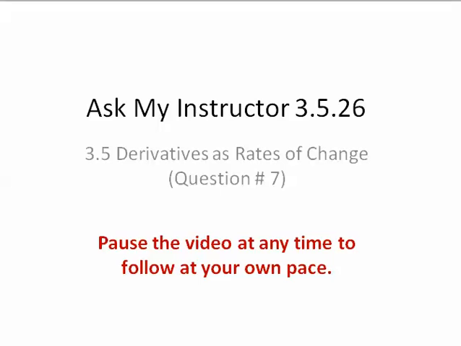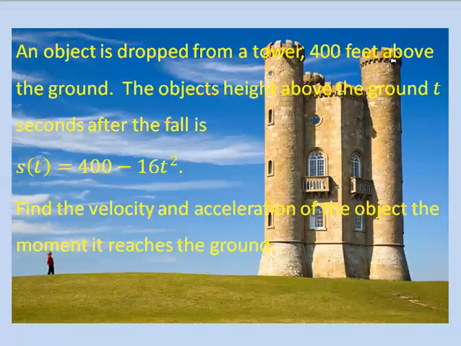3.5.26. An object is dropped from a tower 400 feet above the ground. The object's height above the ground t seconds after the fall is 400 minus 16t squared. Find the velocity of the object the moment it reaches the ground.